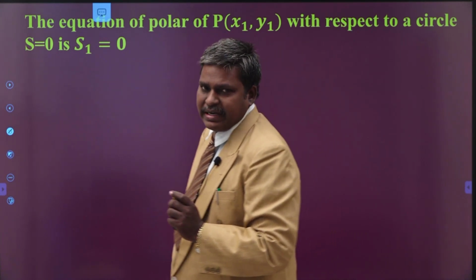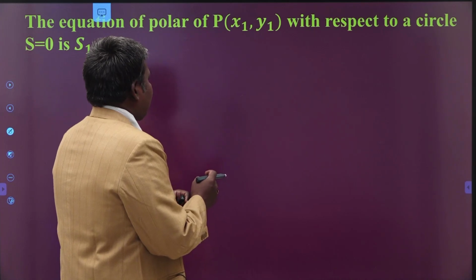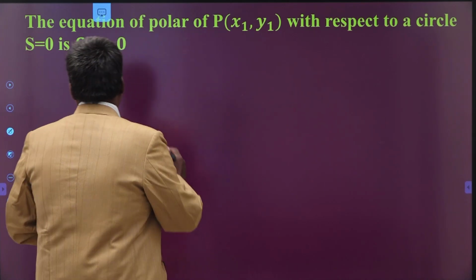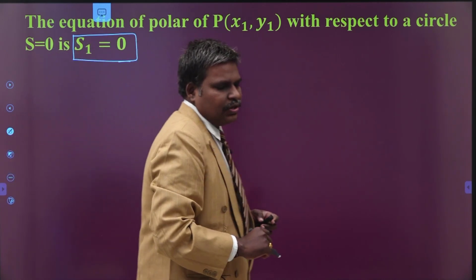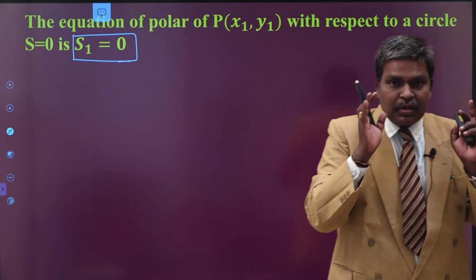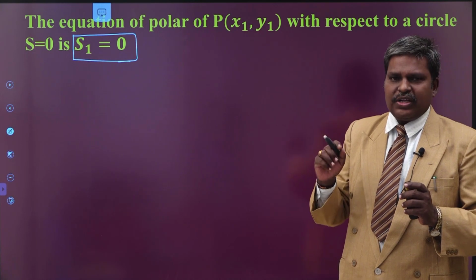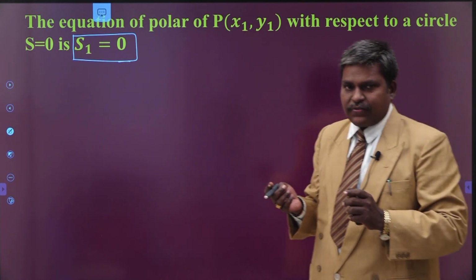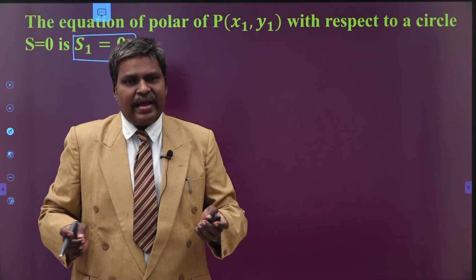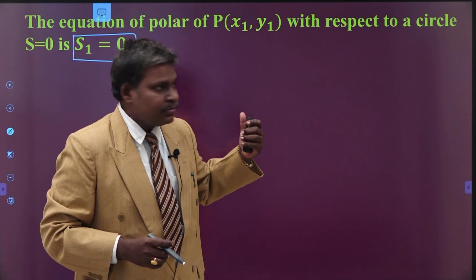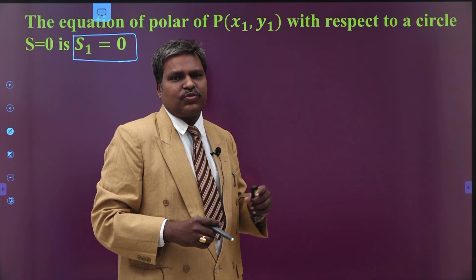Once you have a definition, immediately you get some theorem. We know that the equation of polar of P(x1, y1) with respect to circle S equal to 0 is S1 equal to 0. Already we proved that the tangent at (x1, y1) to the circle S equal to 0 is S1 equal to 0. What is the equation of chord of contact of P(x1, y1) with respect to circle S equal to 0? That is also S1 equal to 0. Here the theorem is that the polar of P(x1, y1) with respect to the circle S equal to 0 is also S1 equal to 0.